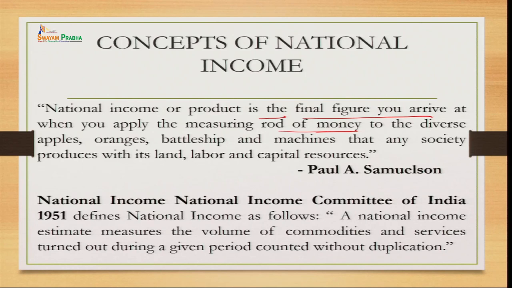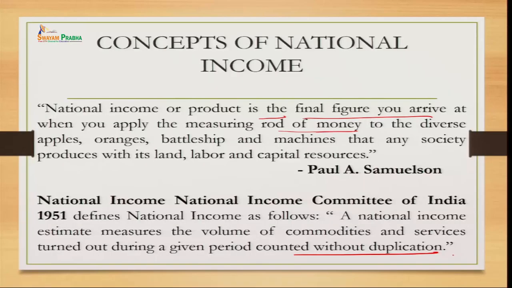Another definition is given by the National Income Committee of India, 1951. They define that national income estimates measure the volume of commodities and services turned out during a given period, counted without duplication. Without duplication, because whatever figure we arrive at, we need to take into account the value of final goods and services. If you have calculated the value of intermediate goods also, the figure you get would be a duplicated figure. So if you want the right figure of national income, you should count it without duplication, taking into account only the goods and services in their final form.